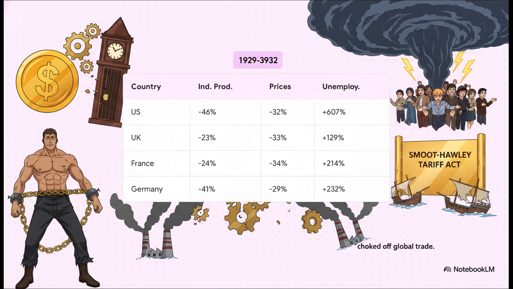If they tried, investors would just flee with their gold. In a desperate scramble, nations enacted strict protectionist policies, like the U.S. Smoot-Hawley Tariff Act, which completely choked off global trade and pretty much guaranteed prolonged slumps worldwide.